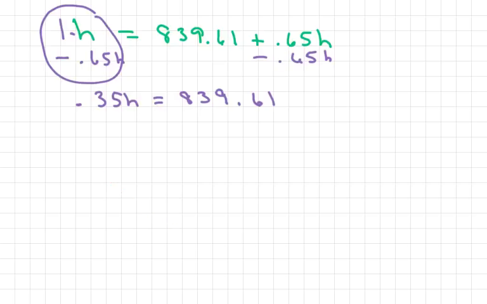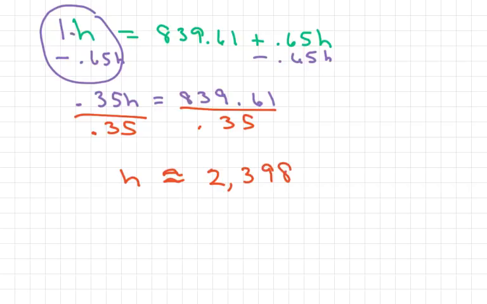Okay. So now you can divide both sides by 0.35, and you get h equals, approximately, 2,398.89 meters. Okay? That's all.